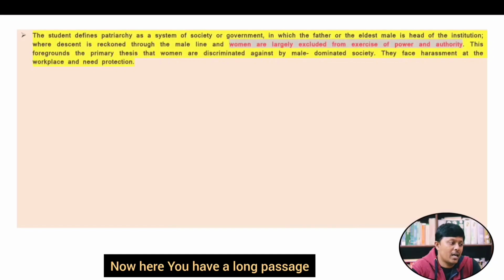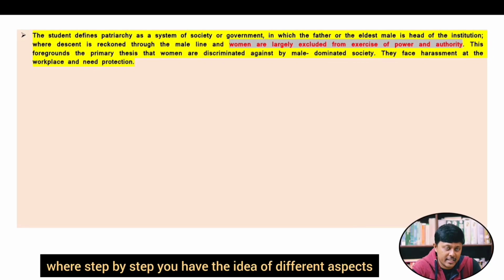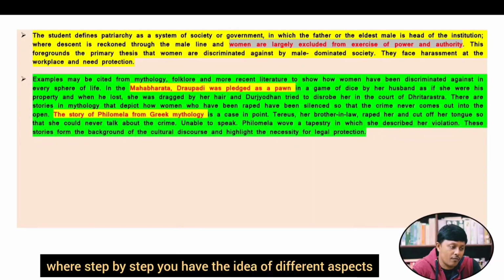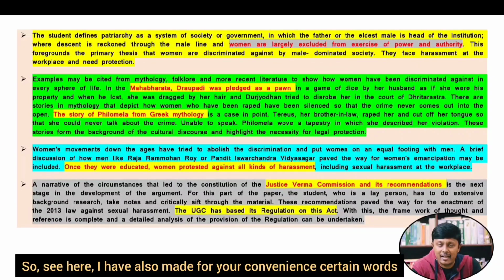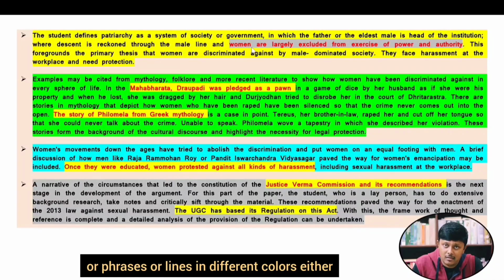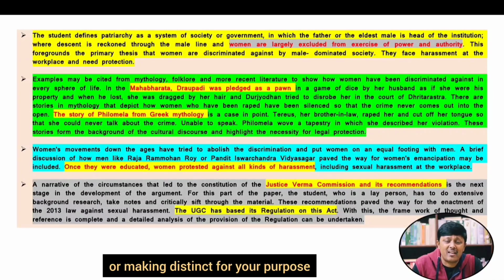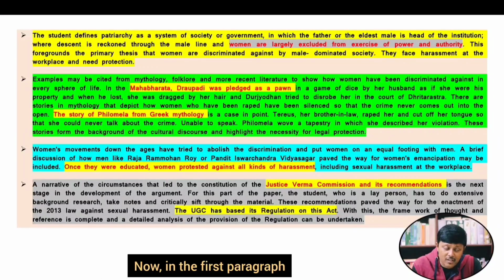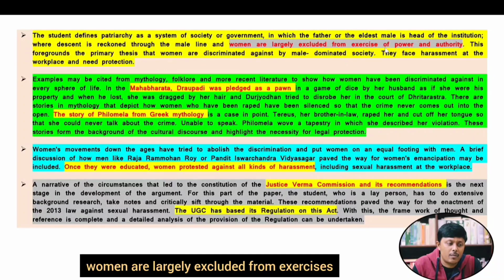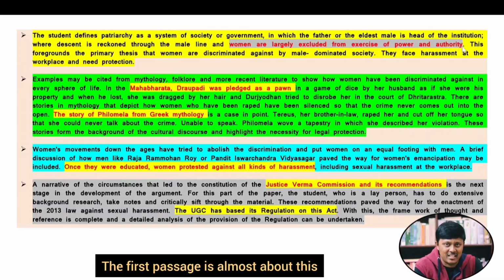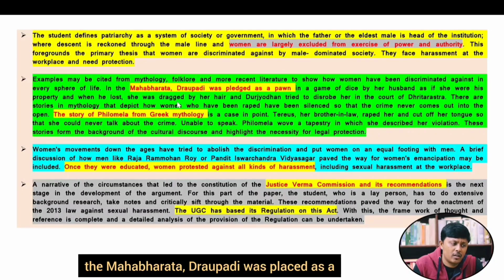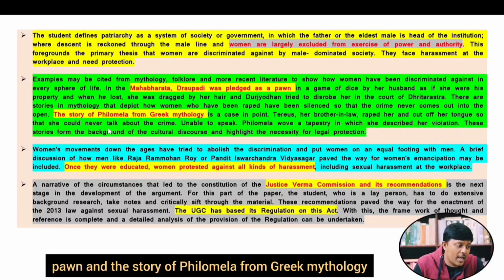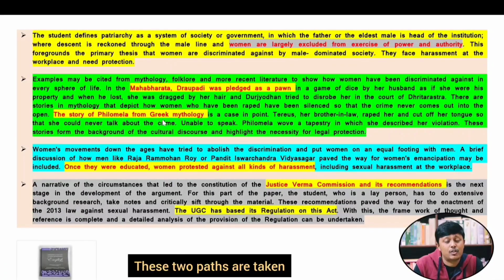Now, here you have a long passage where, step by step, you have the idea of different aspects. From the very beginning, the student defines patriarchy. See here, I have also made, for your convenience, certain words, phrases or lines distinct in different colors. Now, in the first paragraph, as you can see, women are largely excluded from exercises of power and authority. The first passage is almost about this. In the second, from mythology and folklore, the Mahabharata, Draupadi was placed as a pawn, and the story of Philomela from Greek mythology. These two parts have been taken.